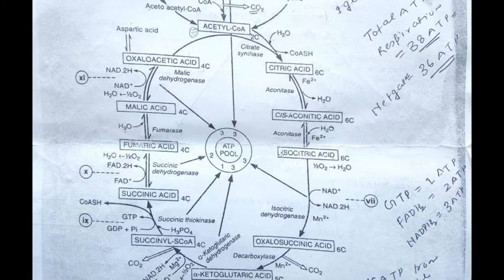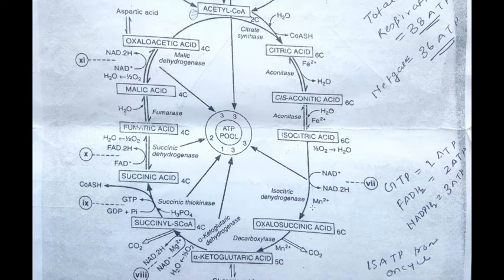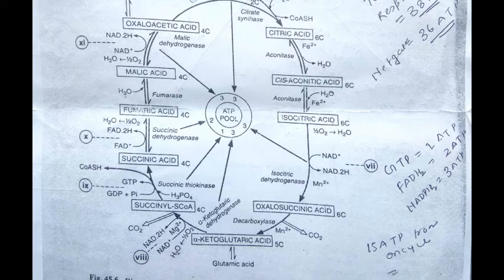Next, isocitric acid, also a 6 carbon compound, is converted into oxalosuccinic acid. This is an important step because here NADH2 is produced. Clear? NADH2 is produced. NADH2 is an energy molecule. For that, a dehydrogenase enzyme is used. So it's a concept you can remember here: where NADH2 is produced, the enzyme used is a dehydrogenase. Magnesium ion is also required here.